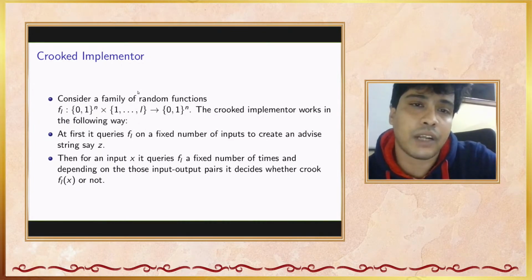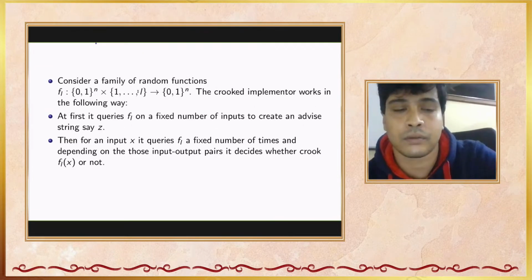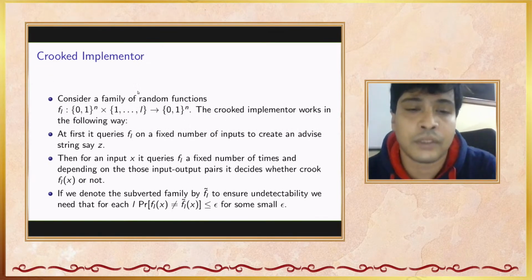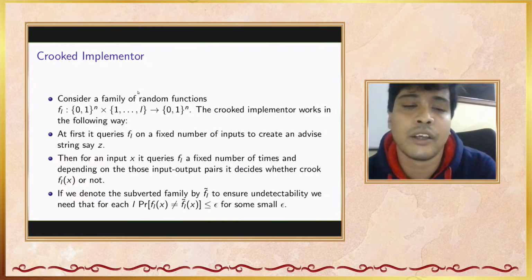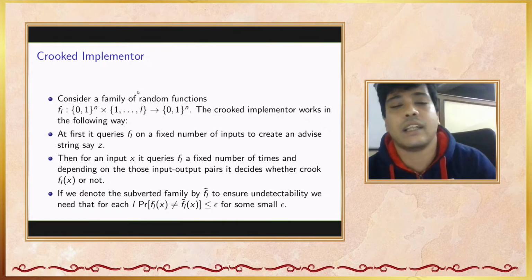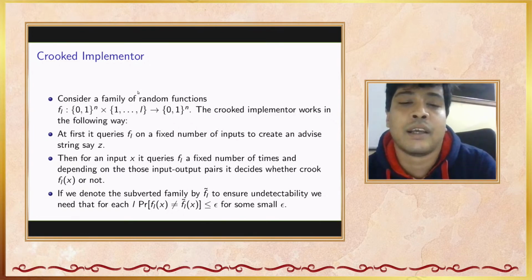So after that it has Q tilde many input-output pairs, and depending on those Q tilde many input-output pairs, it decides whether to crook FL at the point X or not. Now if we want the subverted function family F tilde L to be undetectable by random checking, we will need that for each L, the probability that FLX is not equal to F tilde LX is very small.